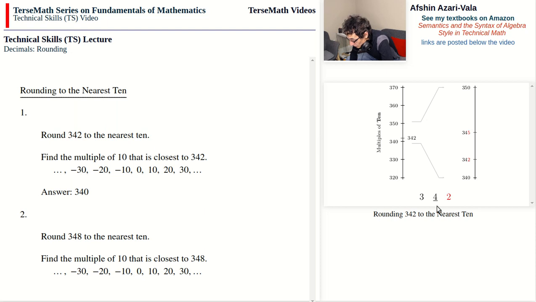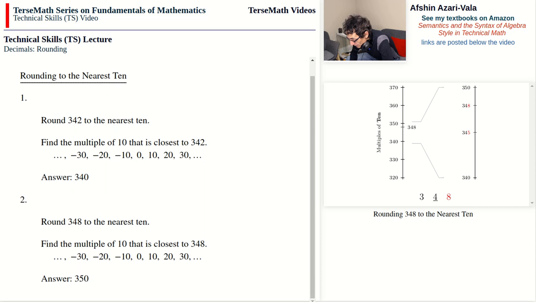Now if I compare this to the previous case, where we had 342, if 2 is less than 5, then we don't change 4, and so we go down to 340. But if the digit is more than 5, then we increase 4 by 1 to go to the next multiple, which is 350. So less than 5, leave 4 alone. More than 5, add 1 to 4. Right, so the answer to this problem is 350.